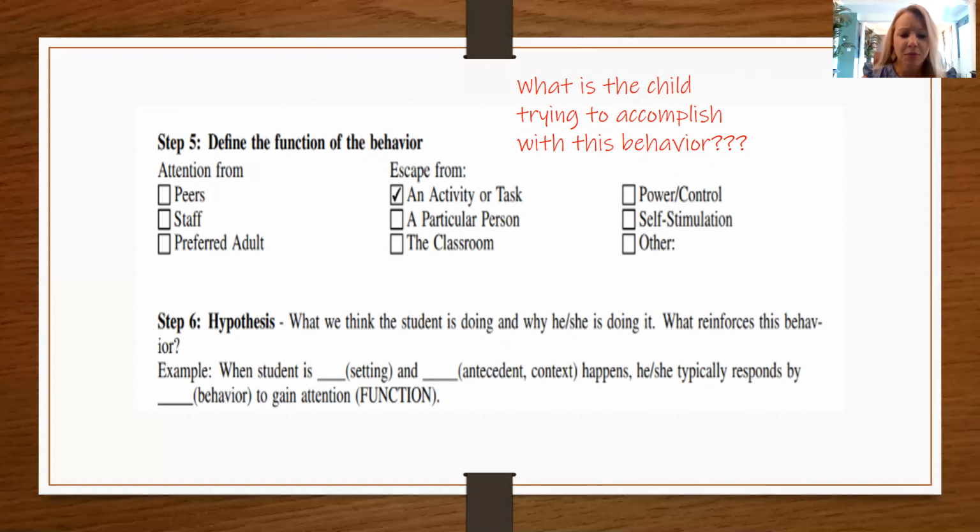And then we want to use this to come up with a hypothesis. So what we think the student is doing and why they're doing it, what's reinforcing the behavior. So kind of fill in the blanks here with the example. So when the student is wherever they are and something happens, what's that antecedent? What's causing it to happen? He or she typically responds by, that's going to be that target behavior, to whatever their function is: gain attention, or escape from the classroom, or gain power or control. So we want to detail that out. Again, we need to know what's all causing the behavior so we know how we can help mitigate that and get a better response from the student.